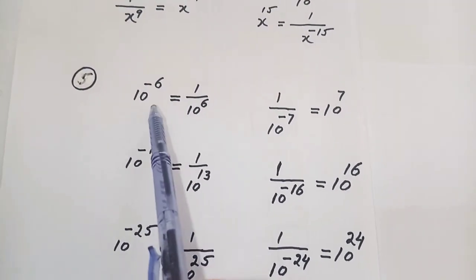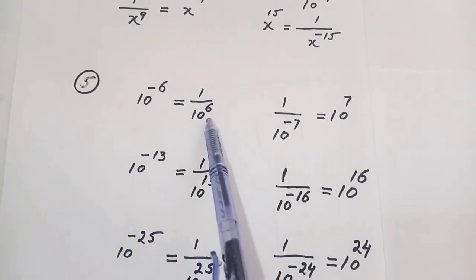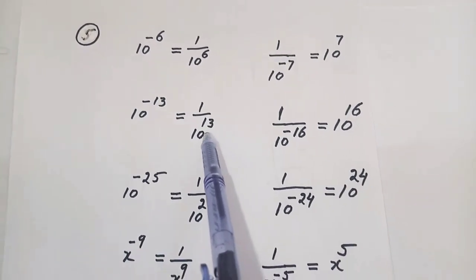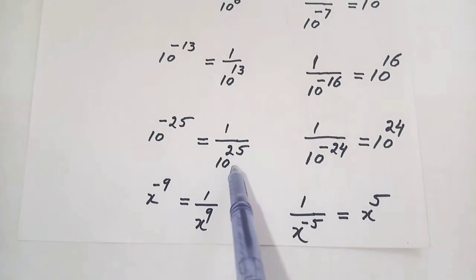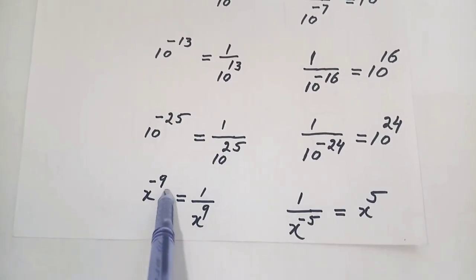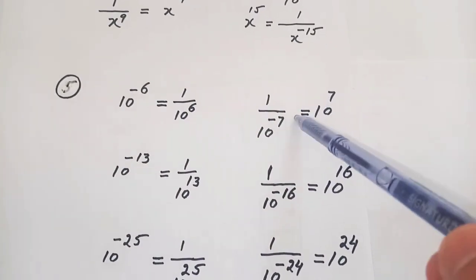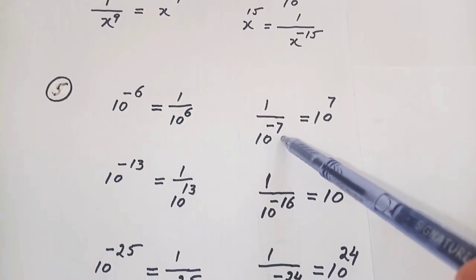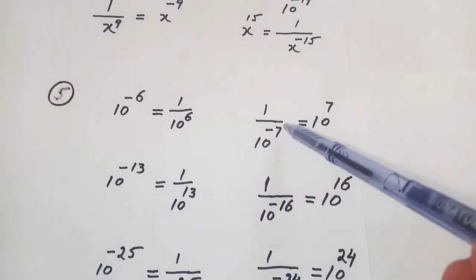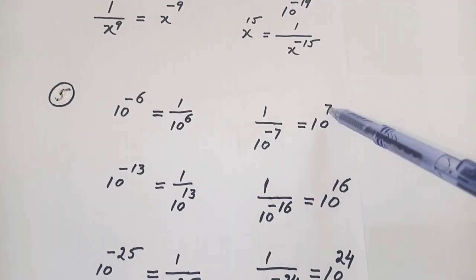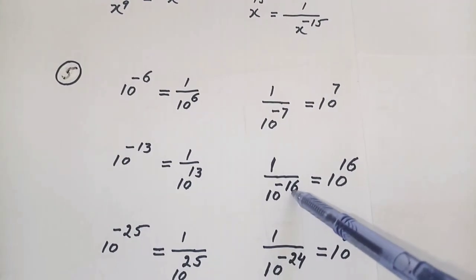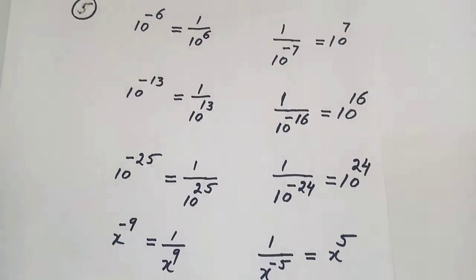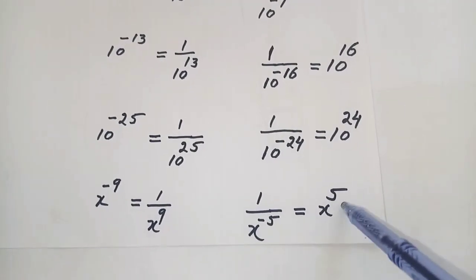The same is the case here. When it is a negative power here, it will become positive when we shift to the denominator. Here is negative, but here is positive. Minus 9, plus 9. And if the power is negative in the denominator, then it will become positive in the numerator if we shift it to the numerator. It will become plus 7. Here is minus 16, here is plus 16. Here is minus 24, here is plus 24. Here is minus 5, here is plus 5.